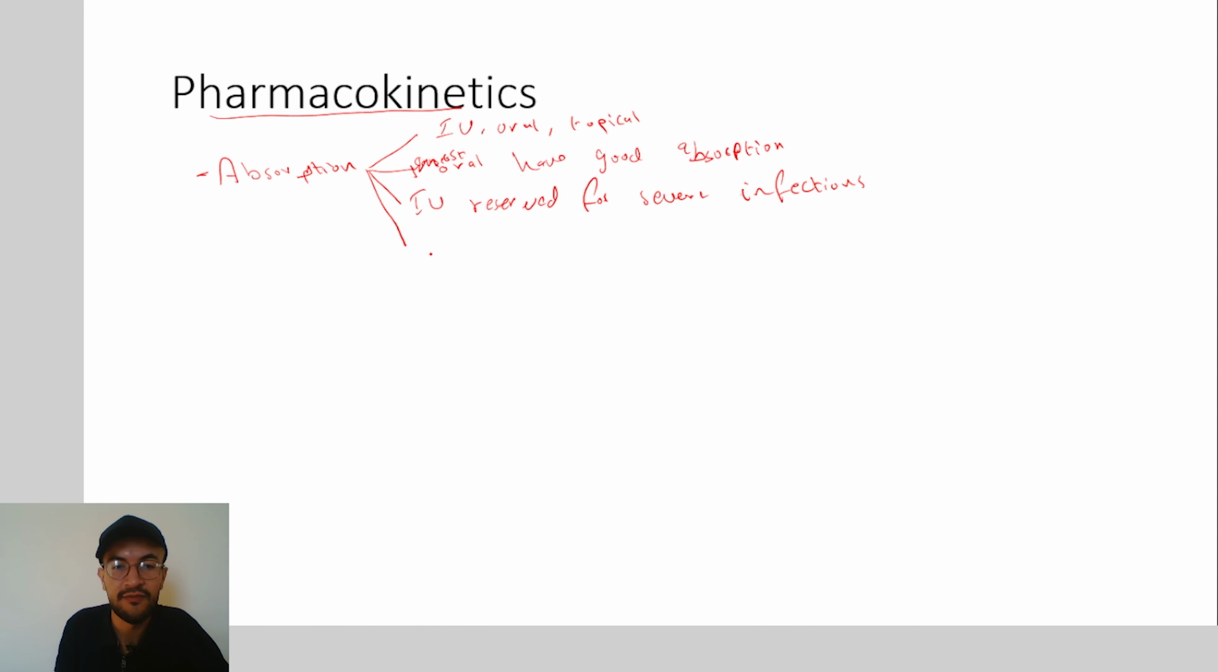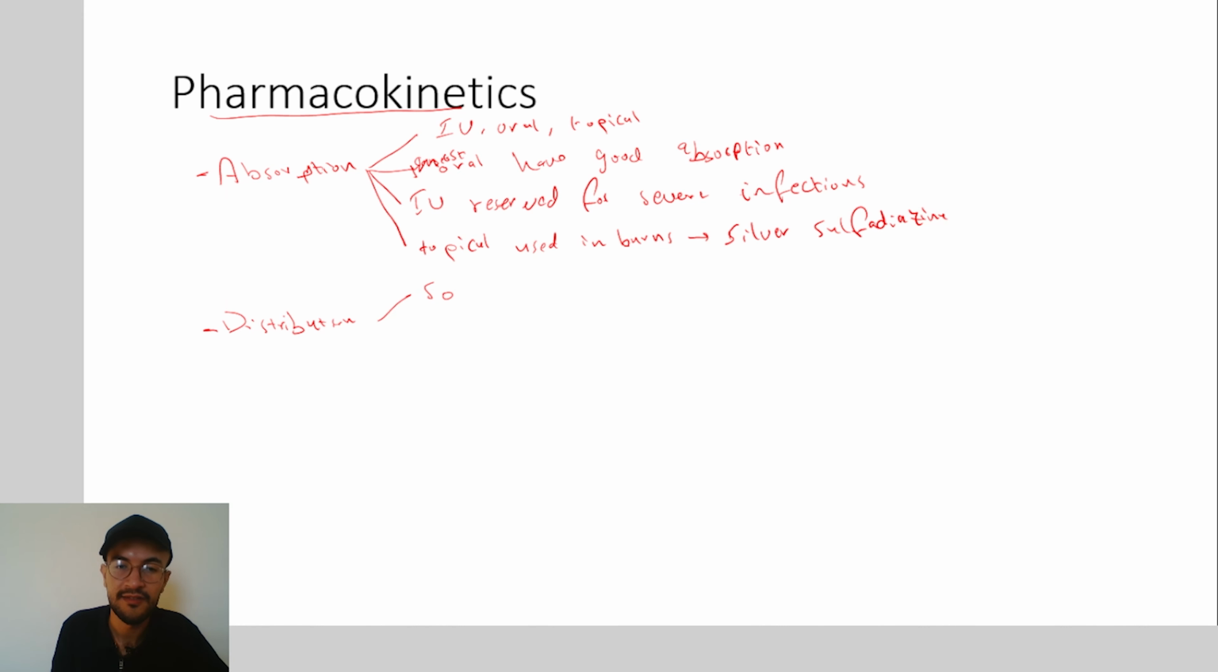And the topical formulations are used in burn patients, like the silver sulfadiazine. So an example would be the silver sulfadiazine. Now let's talk about the distribution.